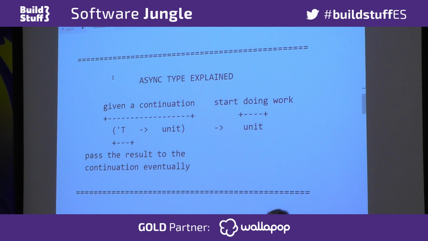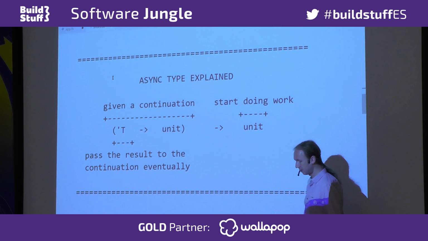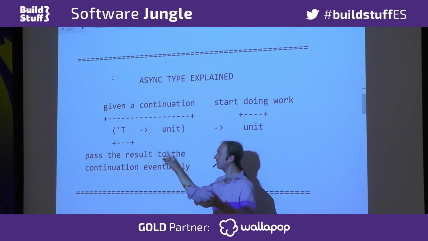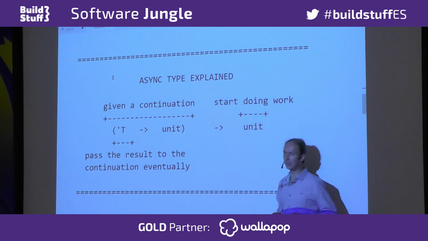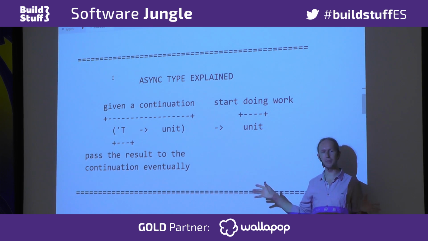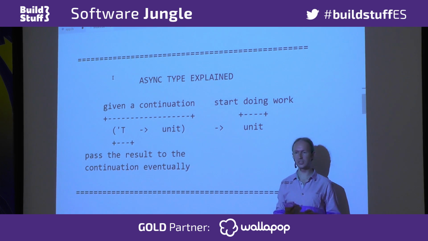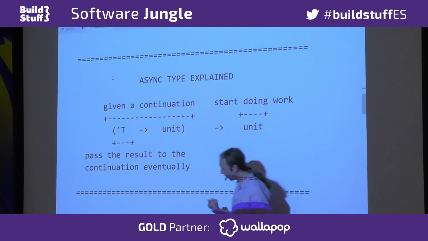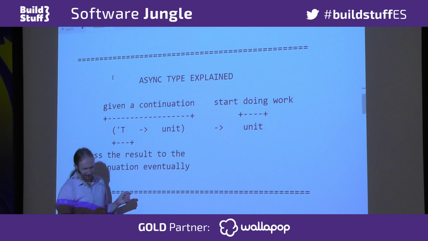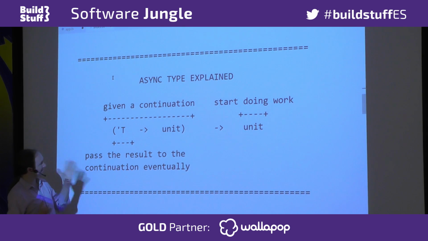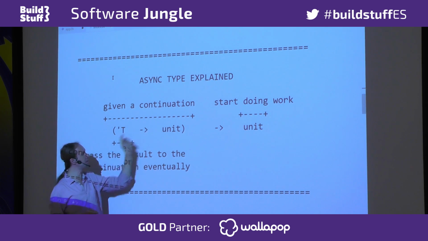When you give it a continuation, it starts doing some work. It doesn't return anything, it just starts the download or something like that. When the download's finished, it passes the result to the continuation. So with a computation, you can say, when you're done, I'll do some more work. That's really the pattern that we have in all the code. I start some work.